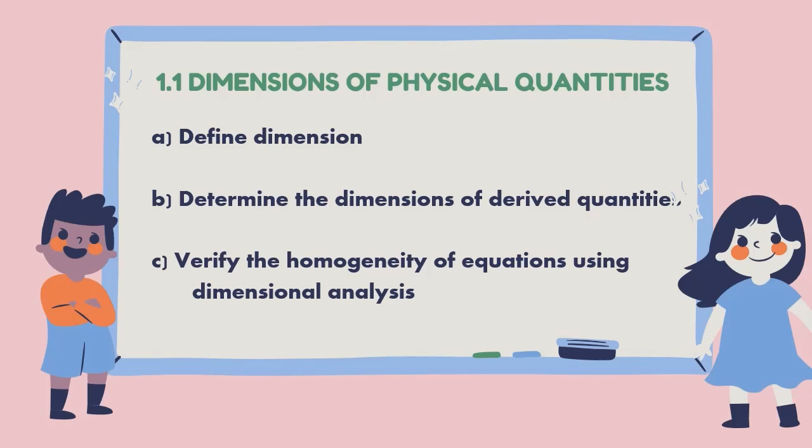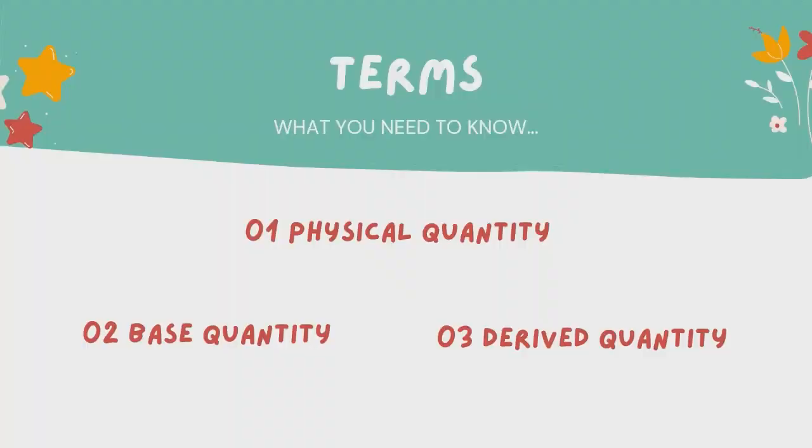The first subtopic is dimensions of physical quantities. There are 3 parts under this topic. First, you need to know what is dimension. Next, we're going to determine dimension for derived quantities. And last one, we are going to use dimensional analysis to verify homogeneity of equation. Okay. Before we proceed, let's have a look at these terms first.